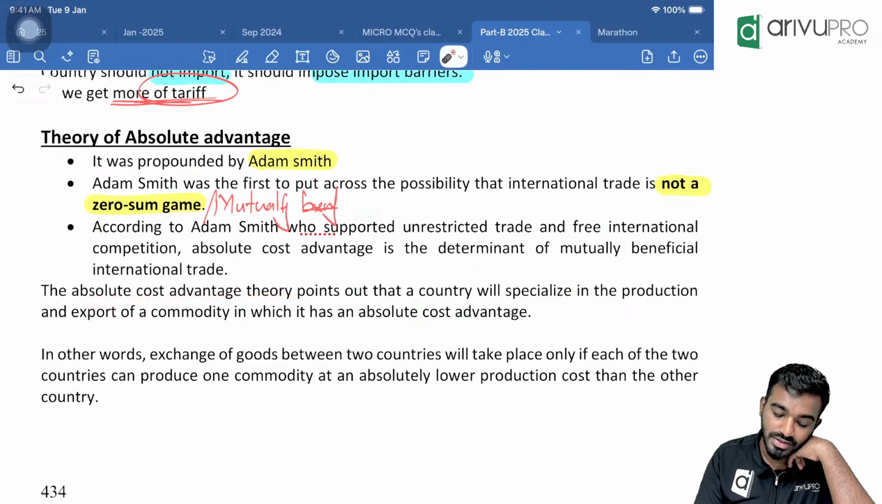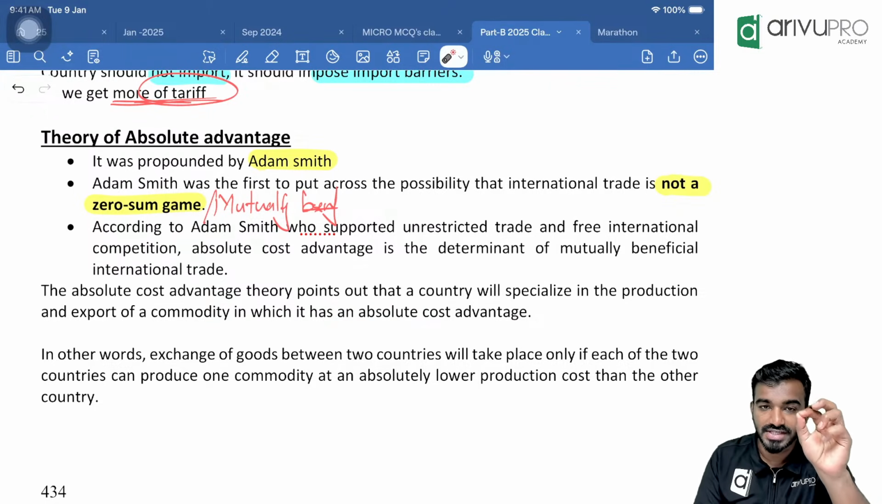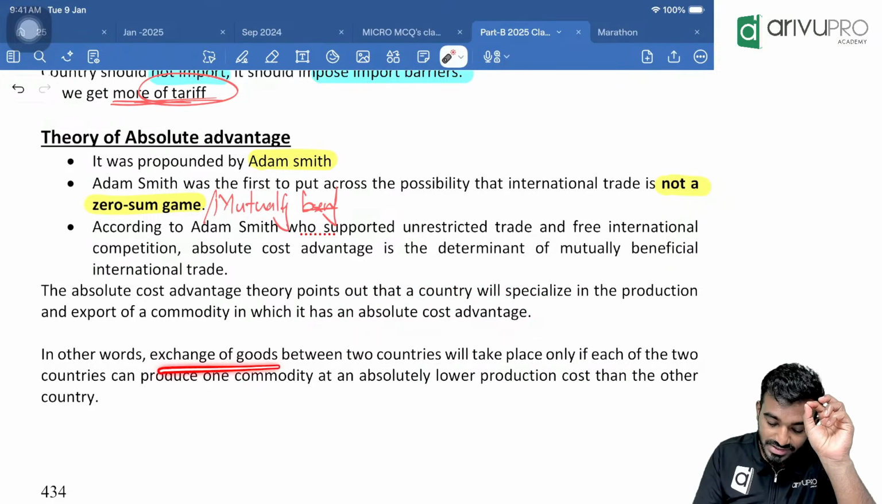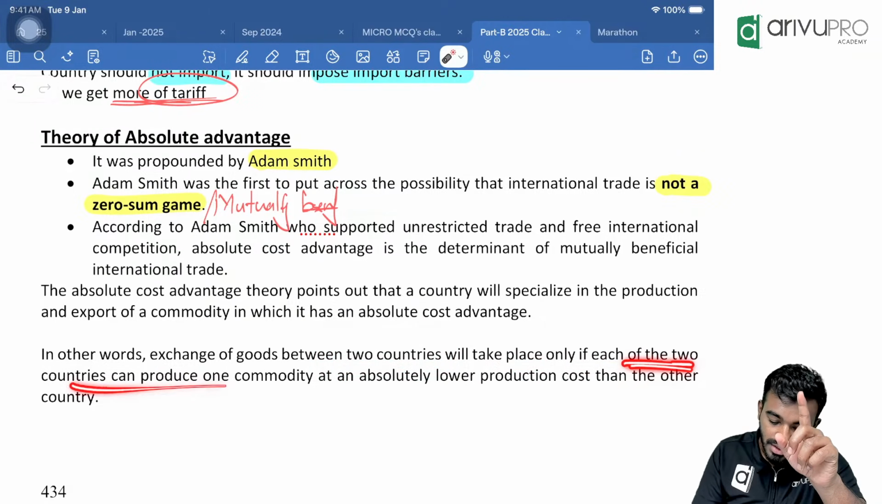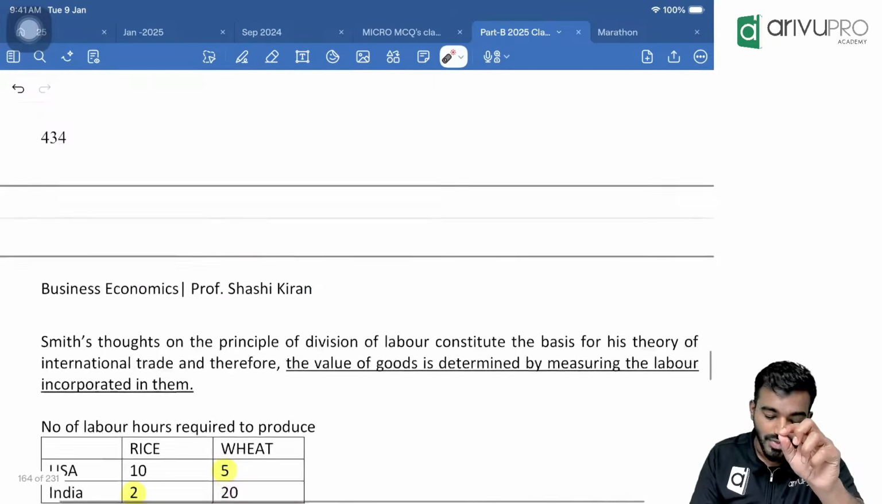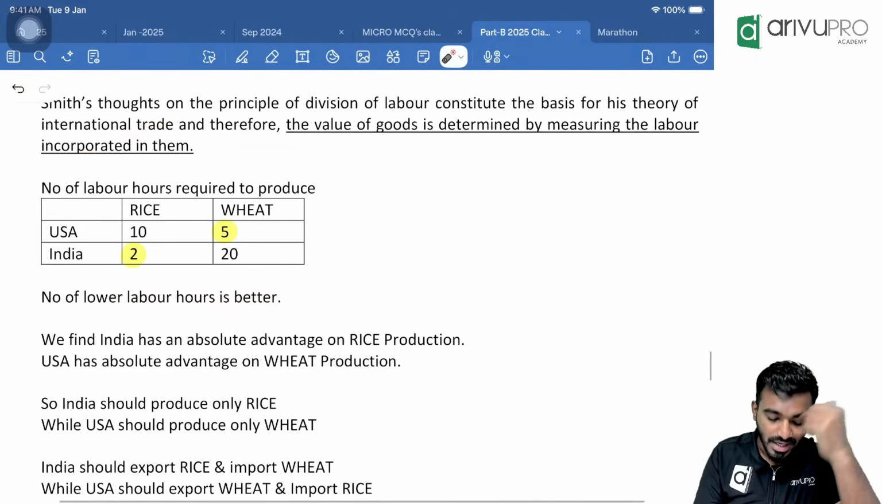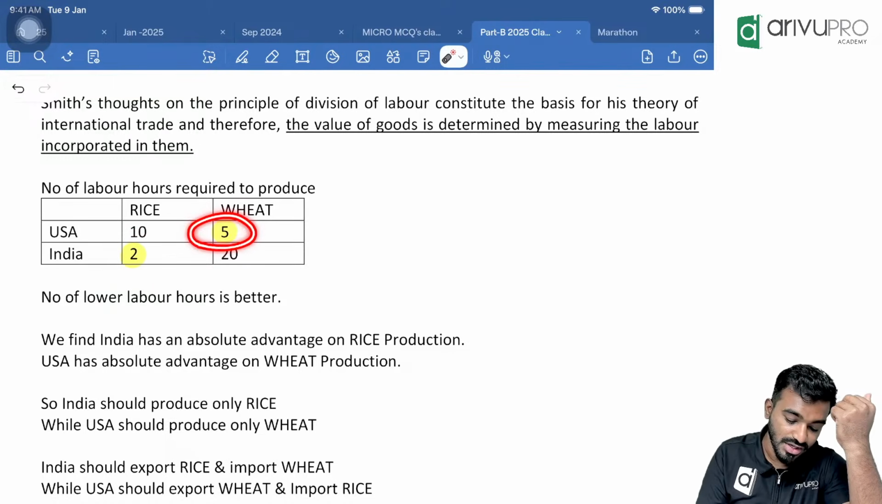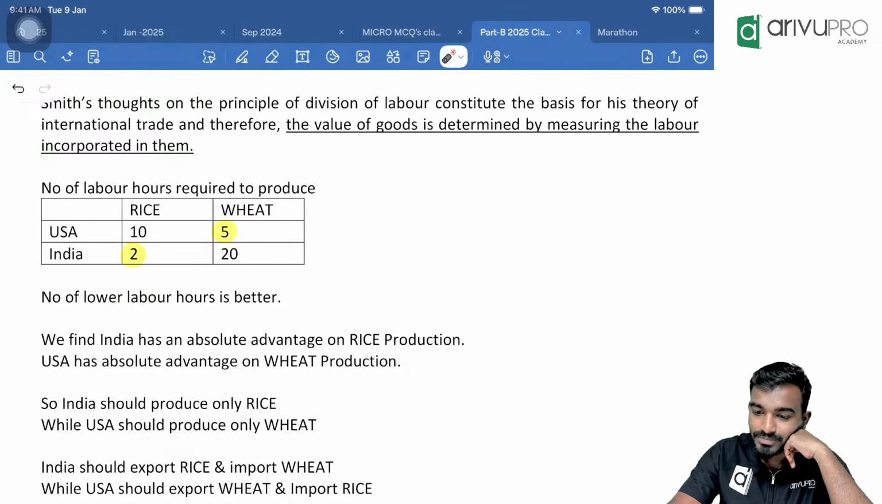The absolute cost advantage theory points out that a country will specialize in the production as well as the export of the commodity in which they have an absolute cost advantage. Whichever country can produce at a lower production cost in terms of labor productivity, labor hours, is better. In other words, exchanging goods between these two nations will take place only if at least one of these two countries can produce a commodity at an absolutely lower production cost than the other country. Then mutually benefiting trade is possible. In our example, India has a benefit in rice productivity, USA has a benefit in wheat productivity.